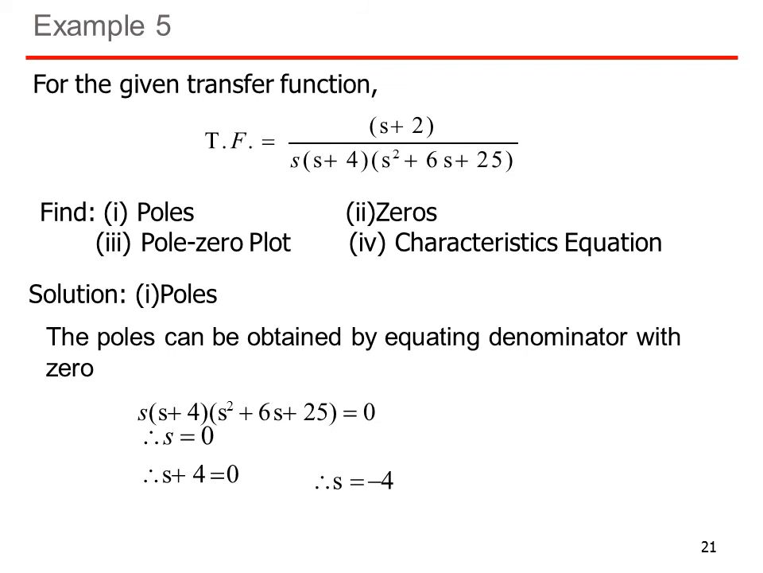Poles. The poles can be obtained by equating the denominator with 0. So the denominator is s into s plus 4 into s square plus 6s plus 25 is equal to 0. So this gives us s is equal to 0. So this is our first pole. s plus 4 is equal to 0 gives us s is equal to minus 4. So this is our second pole.